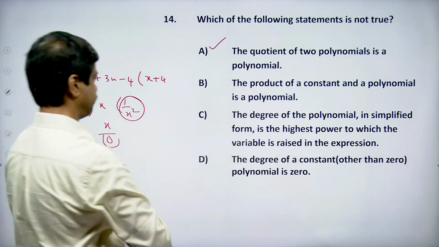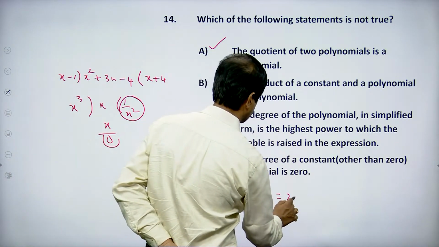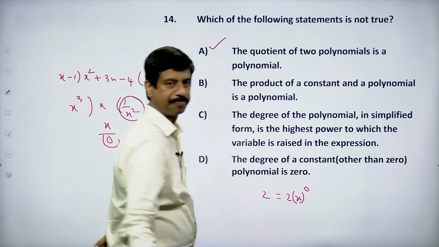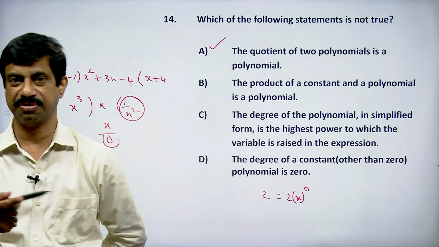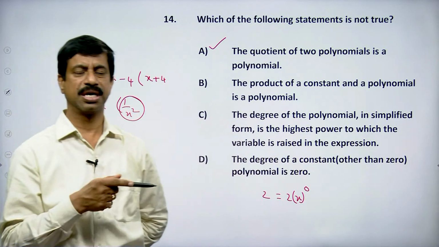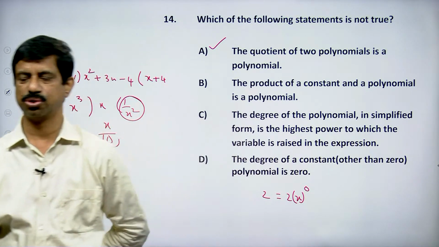Option D you have followed. If it is 2, 2 can be written as 2 into x power 0, so that is also right. Only option A is wrong. Not wrong, but not always true. Conditionally true. That is all. Okay, children, please note it fast, quick.